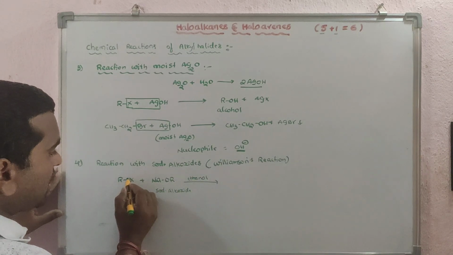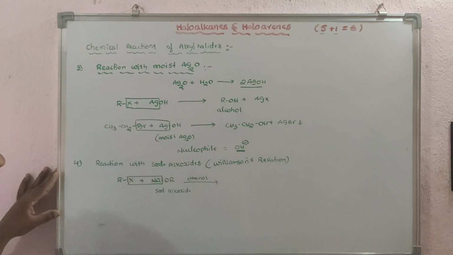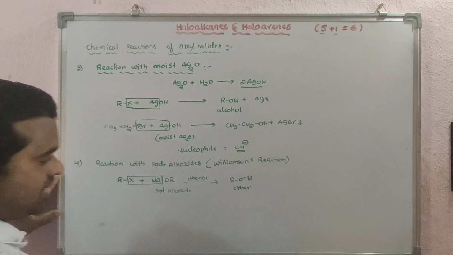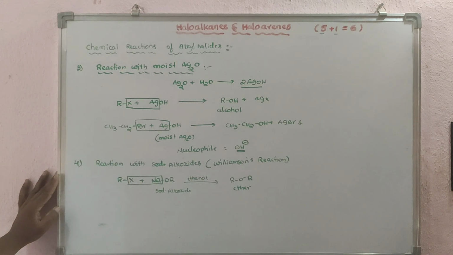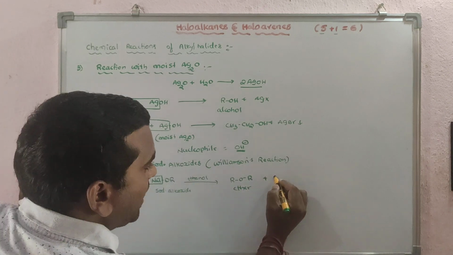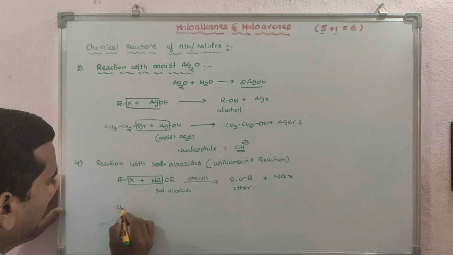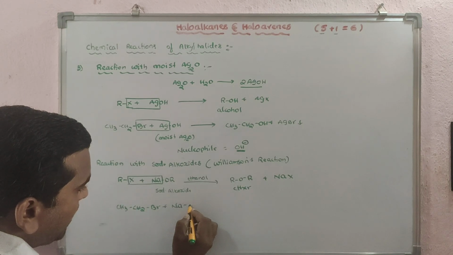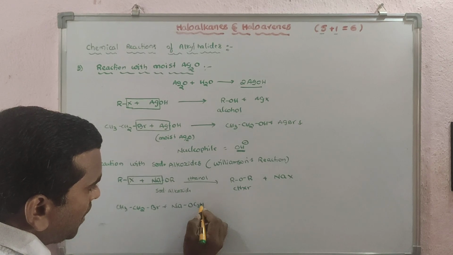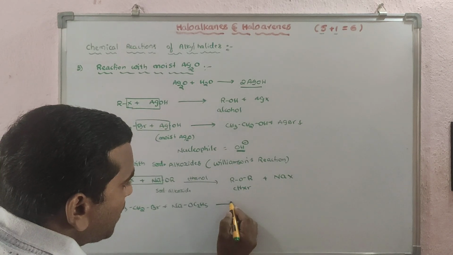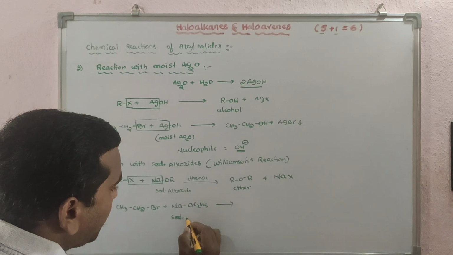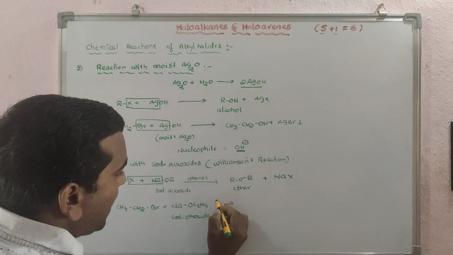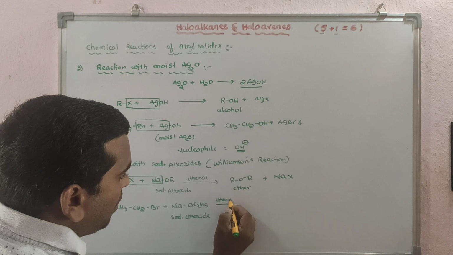Clear? So that's why, what compound will you get? Remove NaX here. Then you will get ROR. This we will call ether. Plus you will get NaX. And take the example CH3CH2Br plus NaOC2H5. What is NaOC2H5 called? Sodium ethoxide. Two carbons means ethoxide. And ethanol here.